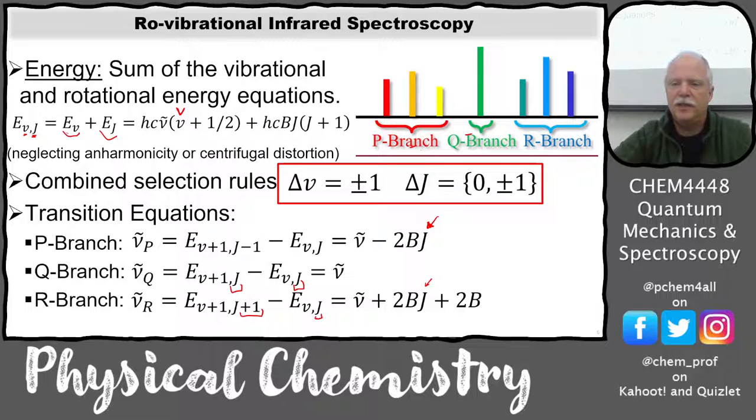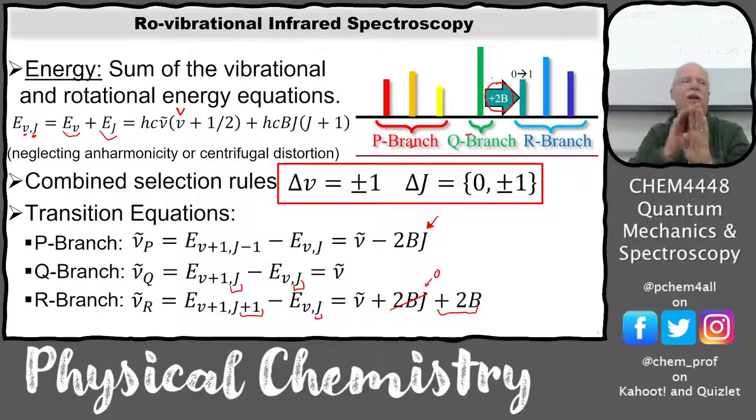So this equation, if you'll notice that the R branch is going to be labeled, that first R branch line is the 0 to 1, because the R branch is delta J plus 1, so it's starting at 0, going up to 1, and it's separated by 2B. So if we put in 0 here, this piece cancels, and we have the vibrational frequency plus 2B. So that's what's being shown here. It's two times the rotational constant away from the vibrational frequency.